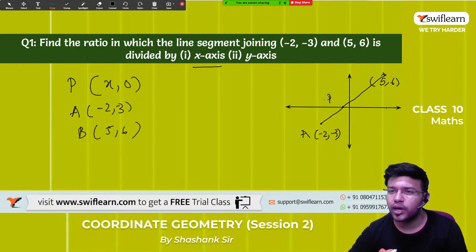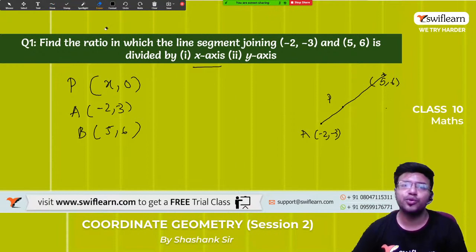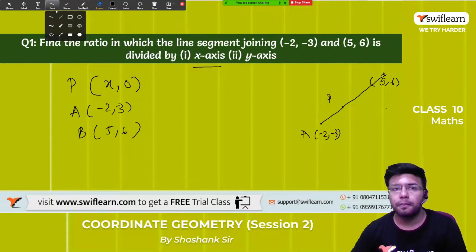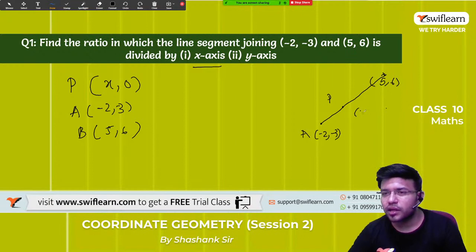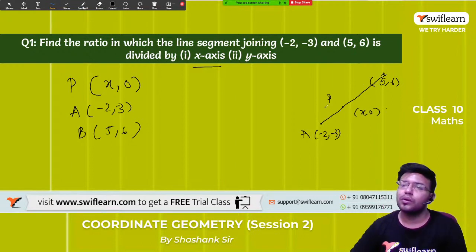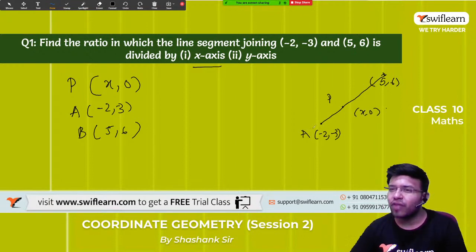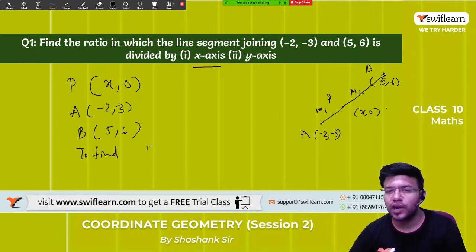Let us take this point P here. I will erase so that it won't confuse you. Now this coordinate is (x, 0). Let the point P divide the line segment AB in the ratio m1:m2. So what do we need to find? We need to find the ratio m1/m2.